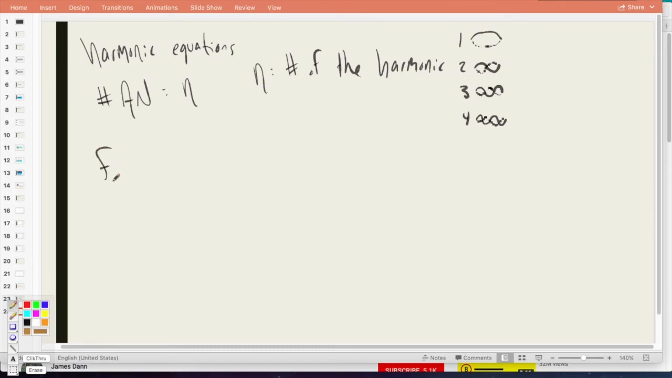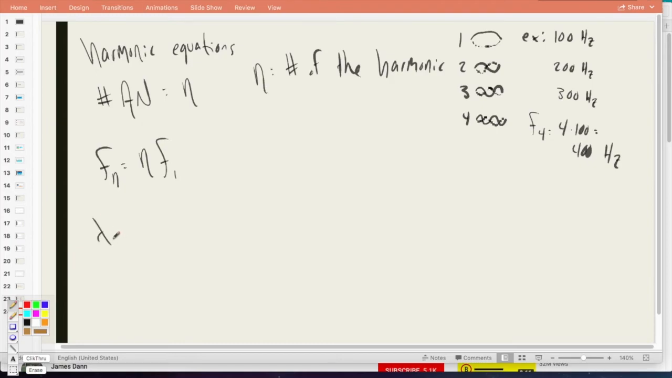The frequency of that harmonic is going to equal n times the fundamental. If this, for example, occurs at a frequency of 100 hertz, this is going to occur at a frequency of 200 hertz. This would occur at a frequency of 300 hertz. This one would occur at 4 times the fundamental. The frequency of the fourth harmonic is going to equal 4 times 100, 400 hertz. I think that makes pretty good sense.